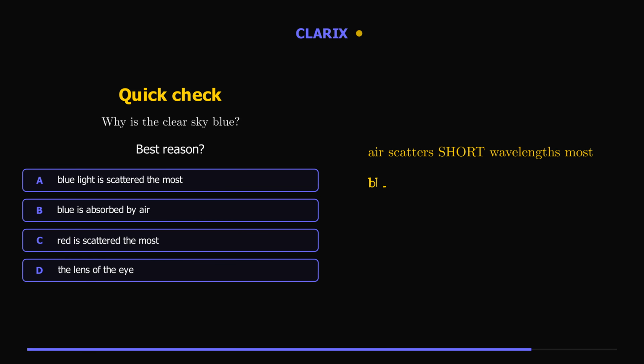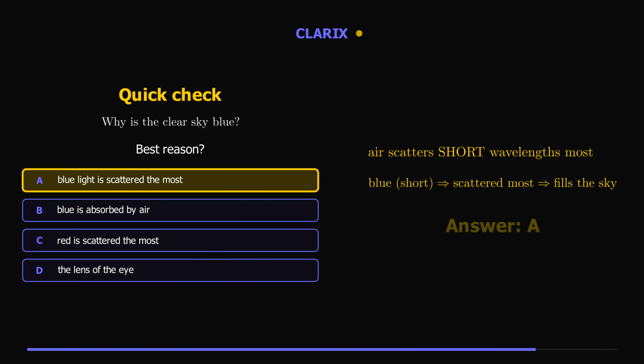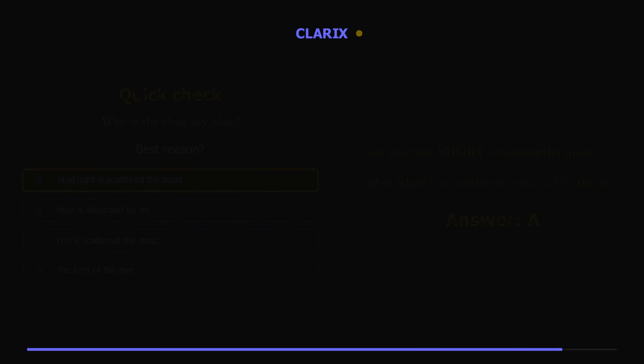The sky is blue because air molecules scatter shorter wavelengths much more than longer ones, and blue is at the short wavelength end. So blue light is scattered the most and fills the sky. The answer is, blue light is scattered the most, option A.